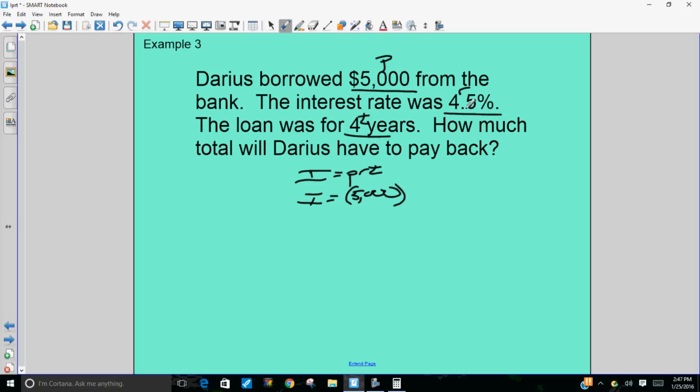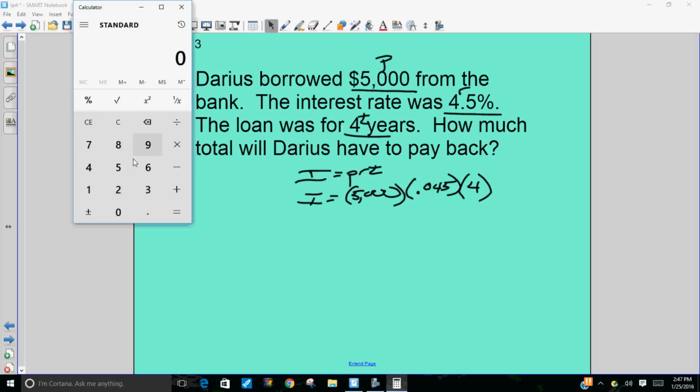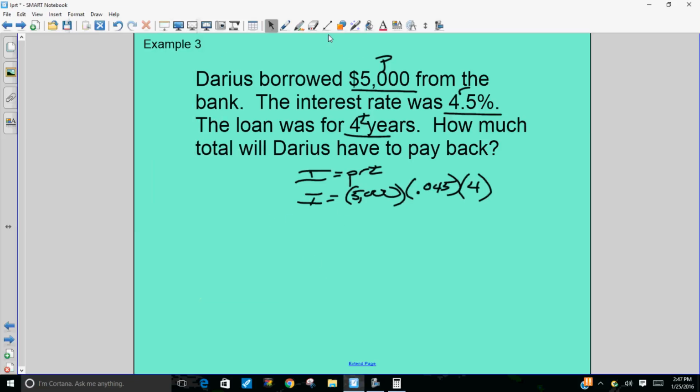Alright. The R is 4.5%. Well, we did that one just a second ago. That's 0.045. Remember, if I don't know how to change this, just divide that percent by 100 and it'll give it to you. And then the time, it gave it to me in years, so I don't have to change a thing. So now I can multiply straight across. Alright, so 5,000 times 0.045 times 4 equals 900. So that means the interest on this loan is going to be $900.